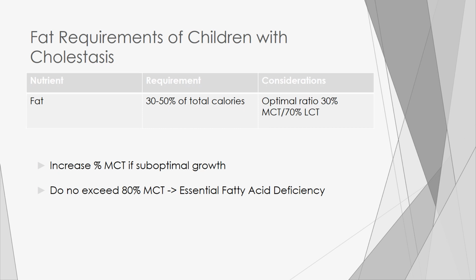In children with cholestasis, fat should account for 30 to 50% of total calories. Because MCTs do not require bile salts for digestion, they are helpful in meeting nutrient needs. There is limited data that shows that cholestatic infants had improved growth when fed a ratio of 30% MCT to 70% LCT. Start with this ratio and increase MCT if there is suboptimal growth with or poor tolerance of LCT.